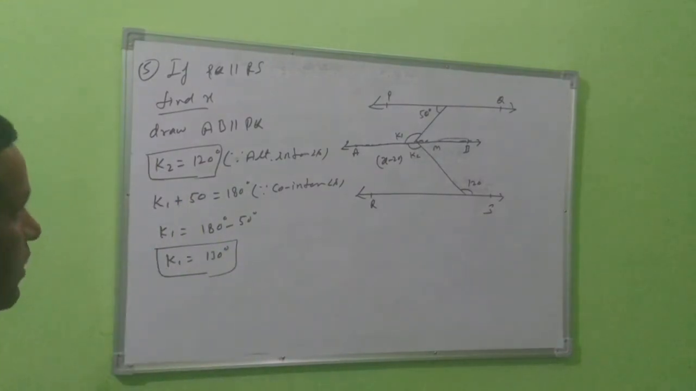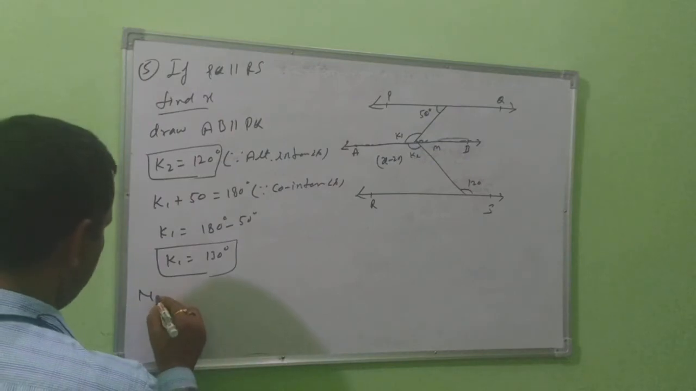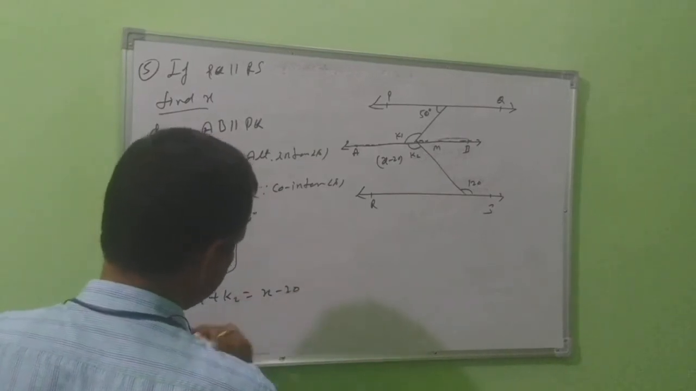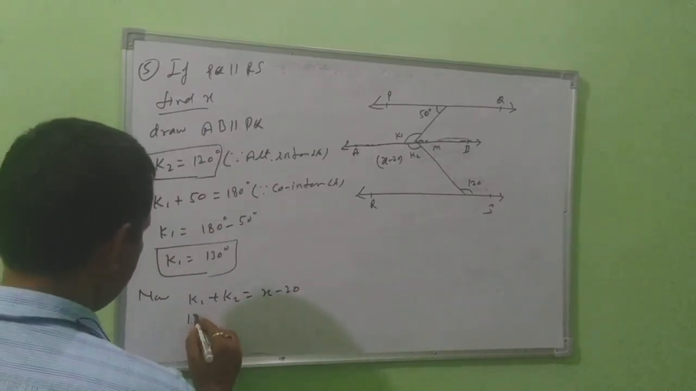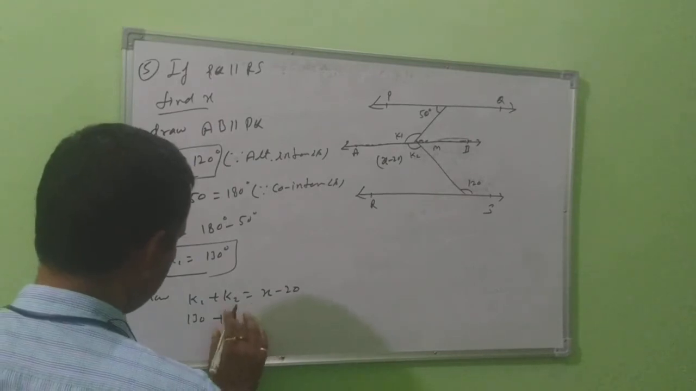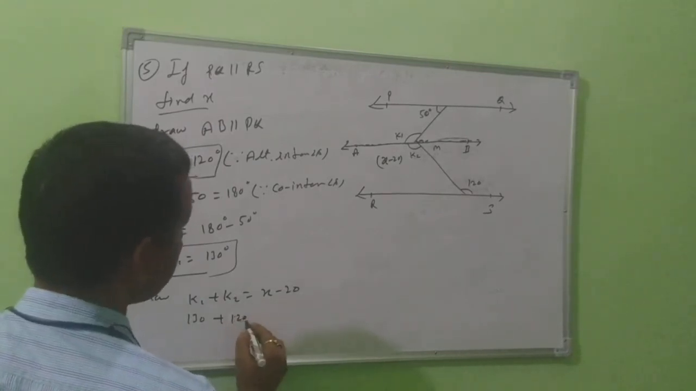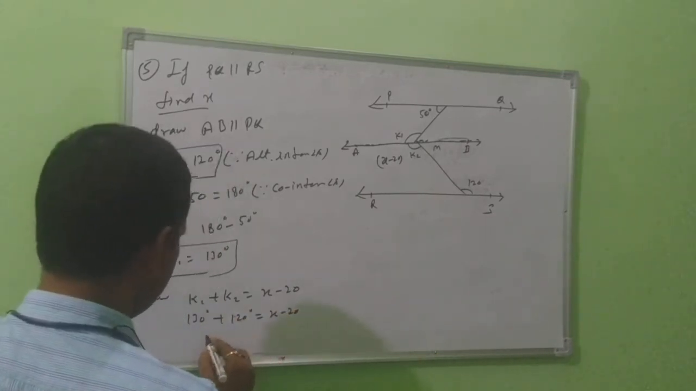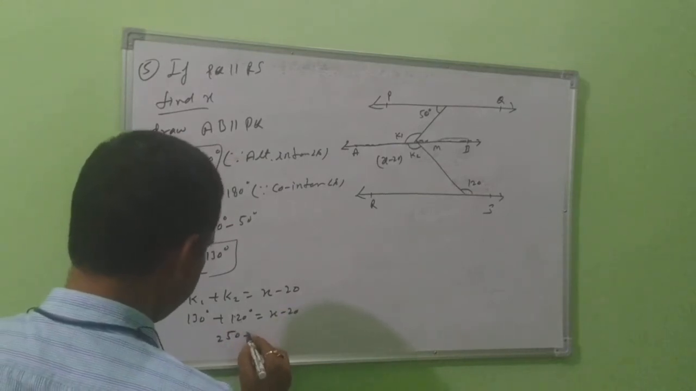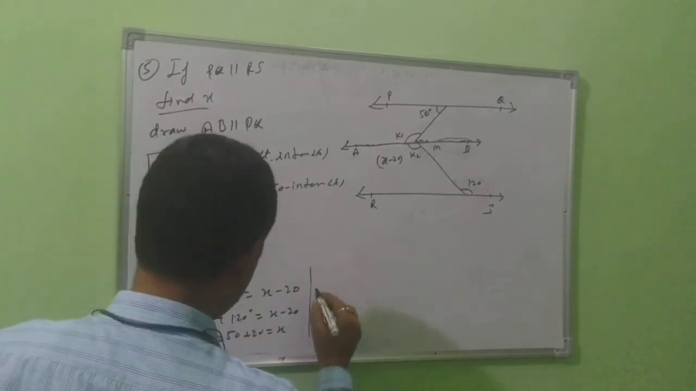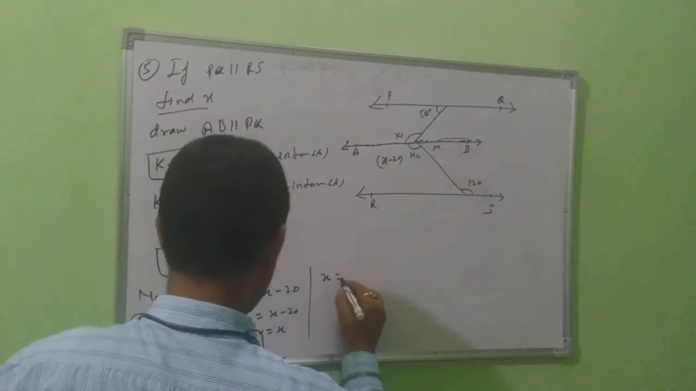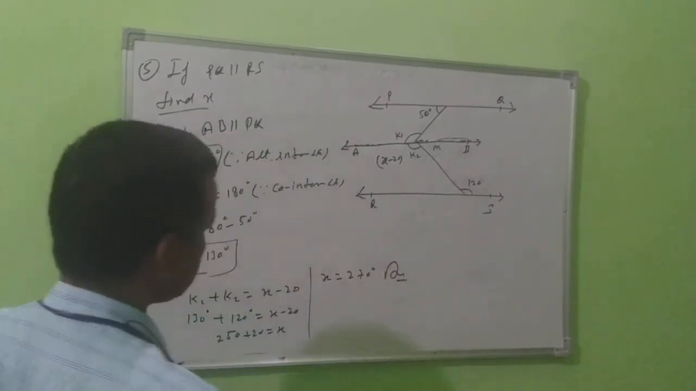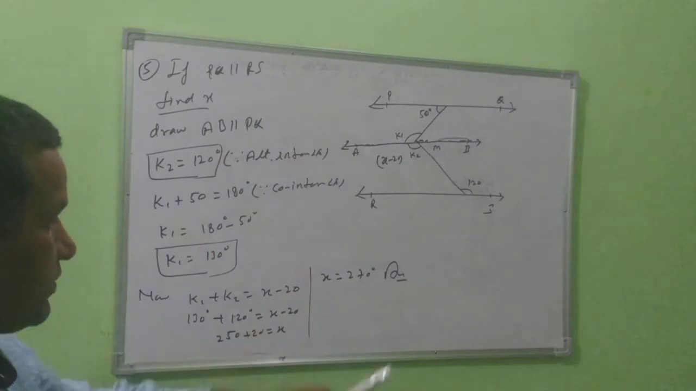Then we can use the values of K1 and K2 now. K1 plus K2 is the result of x minus 20. What is the value of K1? 130. What is the value of K2? 120. So 130 plus 120 degrees equals x minus 20 degrees. Now 250 degrees plus 20 degrees equals x. Then you can find the value of x equals 270 degrees. So this is your final answer. X minus 20, the value of x here is 270 degrees.